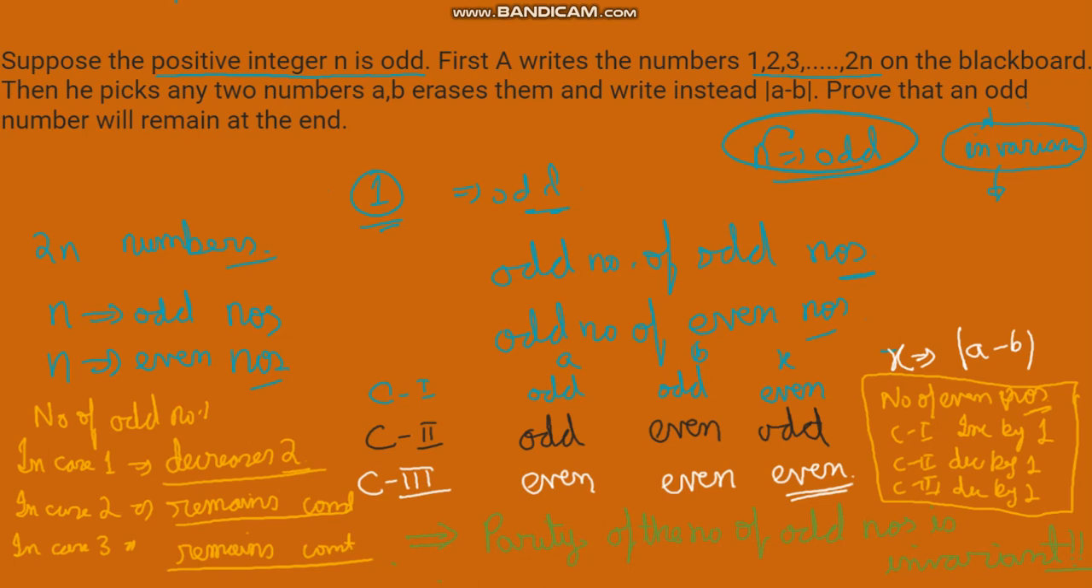But let's say the number of odd numbers were 5. We can't get to 0 anyhow, because if 5 is present, it might decrease by 2 or remain constant. If it remains constant, then nothing happens. If it decreases by 2, then 5, then 3, then 1, and nothing more can happen. I hope I am clear with my statement.